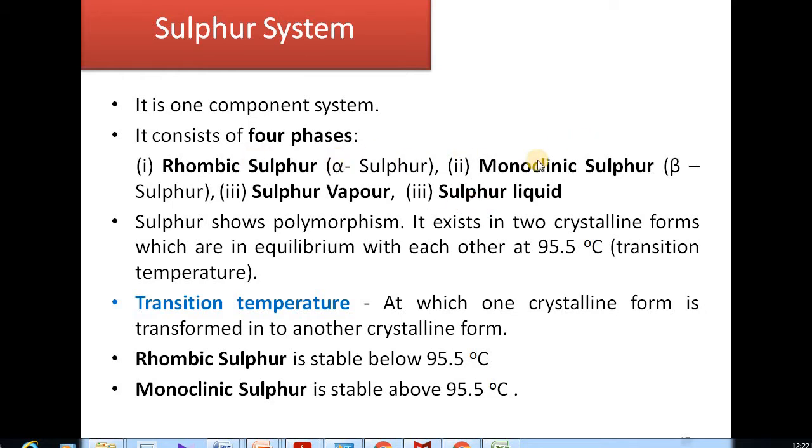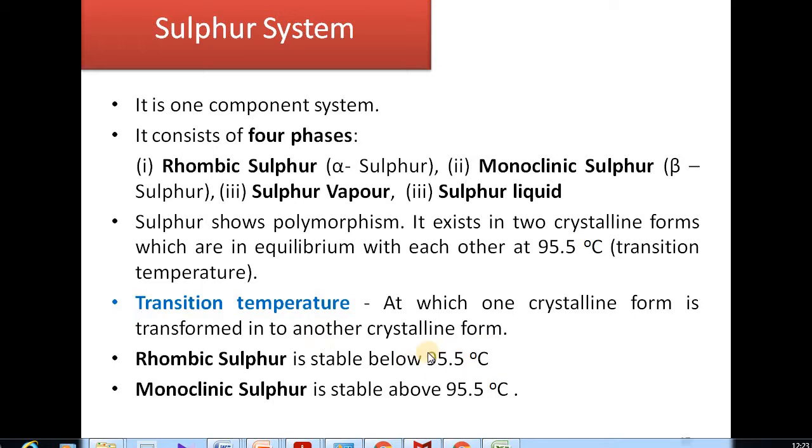In the solid form, sulfur exists in two allotropic forms, alpha sulfur and beta sulfur, which are also known as rhombic sulfur and monoclinic sulfur. Along with that, there will be a liquid phase and a vapor phase. As sulfur shows polymorphism, it exists in two crystalline forms, which are in equilibrium with each other at 95.5 degrees Celsius. This temperature is known as the transition temperature, at which one crystalline form is transformed into another.